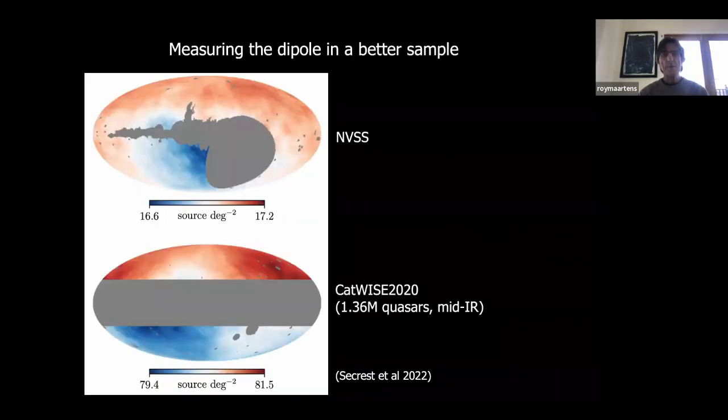But then an improved test was applied by Secrest et al. in 2021 and 2022. Instead of using the NVSS radio continuum survey, they used the CatWISE 2020 quasar sample in the mid-infrared with 1.36 million quasars. You can see the comparison between the sky maps of the NVSS above and the CatWISE sample below. Quite clearly higher number densities, and this sample could deliver a more robust and a more effective test for smaller errors.